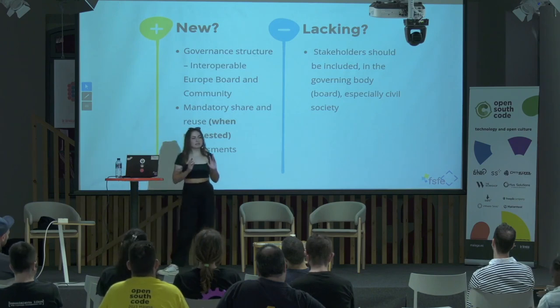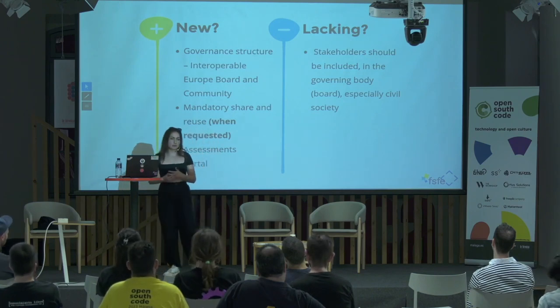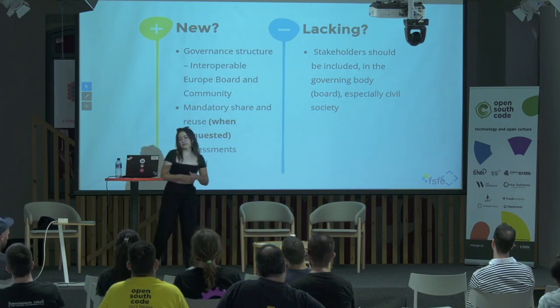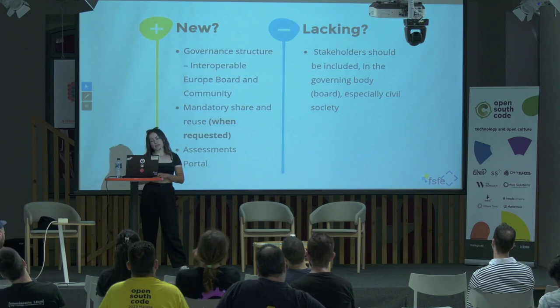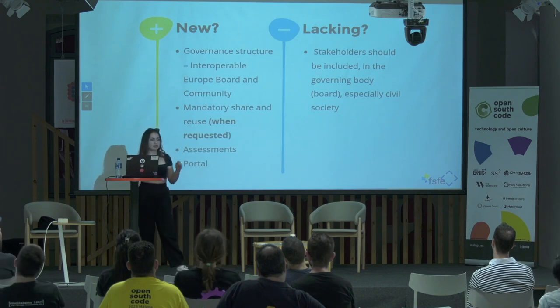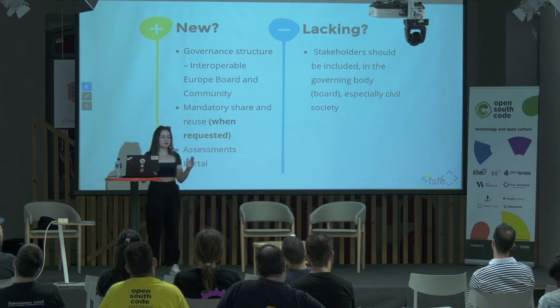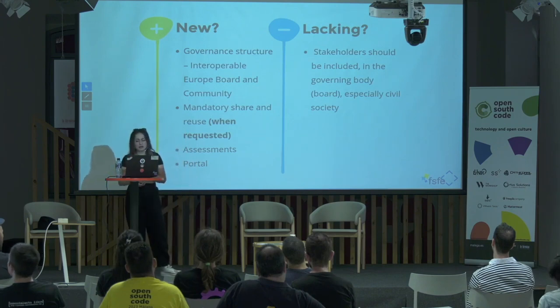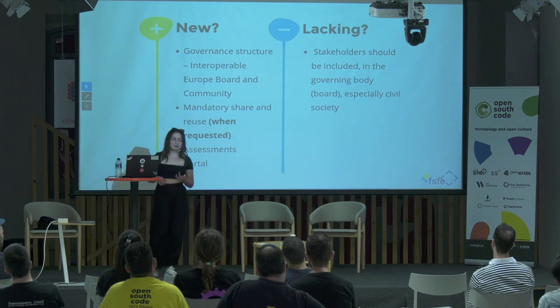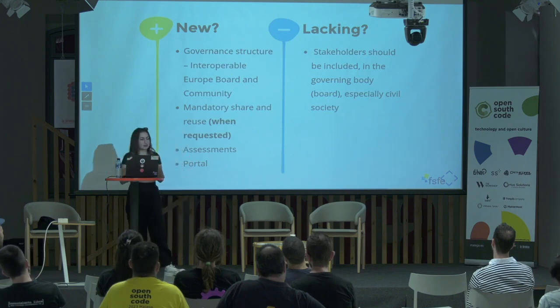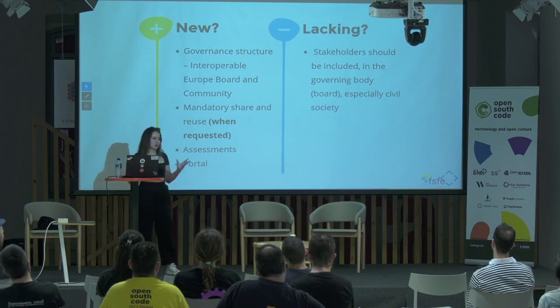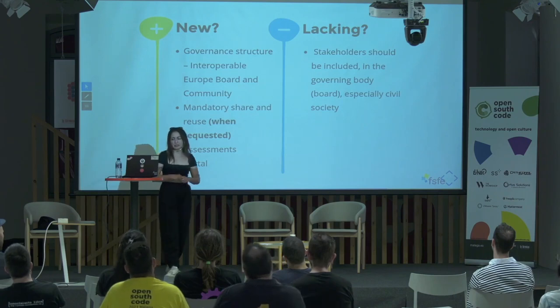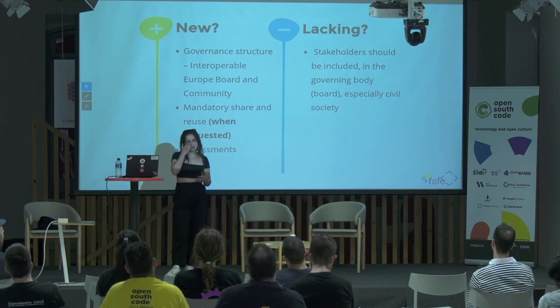So regarding the specific point, this is one of the first loopholes that we found. So far, in the board, there is no inclusion of any of the stakeholders. The board will be composed, as the text stands, of one representative of each member state, the European Commission, the Committee of the Regions, and the European Economic and Social Committee. So this is how the board will look at the moment. We can see that there is not really any civil society involvement there.